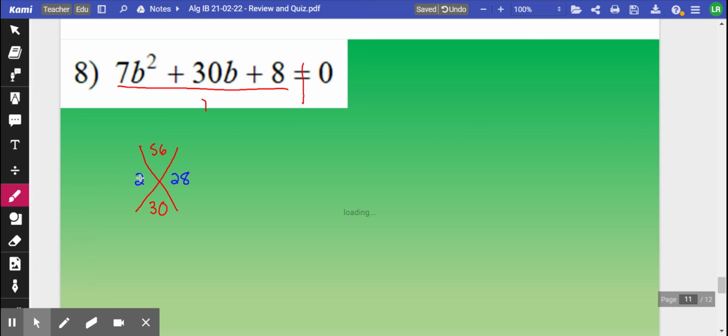Opposite of 2 is negative 2 divided by the a. Opposite of 28 is negative 28 divided by my a. That's going to be negative 4. And those are my two solutions.